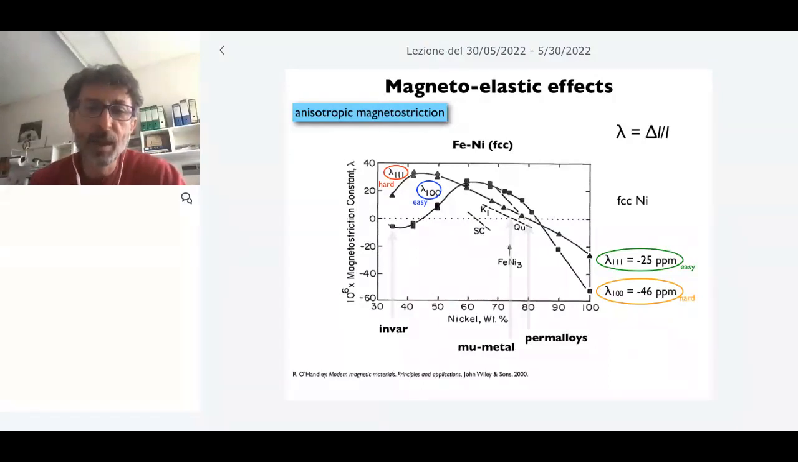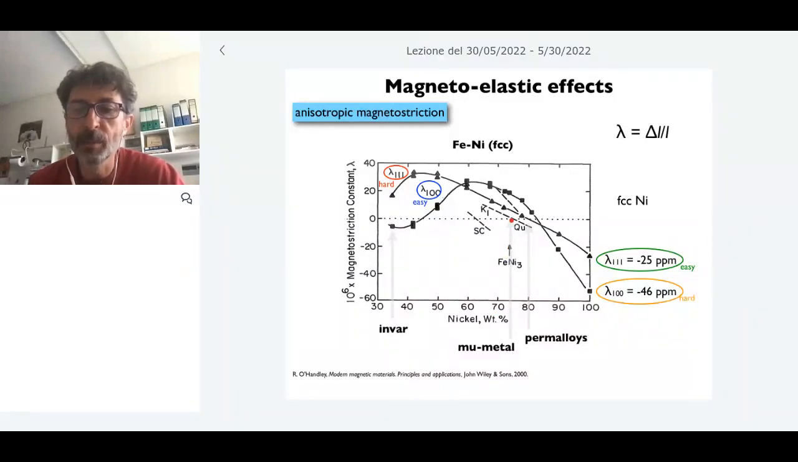Regardless of magnetostriction, there is one composition where the anisotropy passes to 0. This is called the region of the mu metal. These names, invar, mu metal, permalloys, are commercial names, but very often you will find them in publications. But it's important to know the specific composition. So here, the mu metals are the compounds of iron and nickel where the K1 is equal to 0.